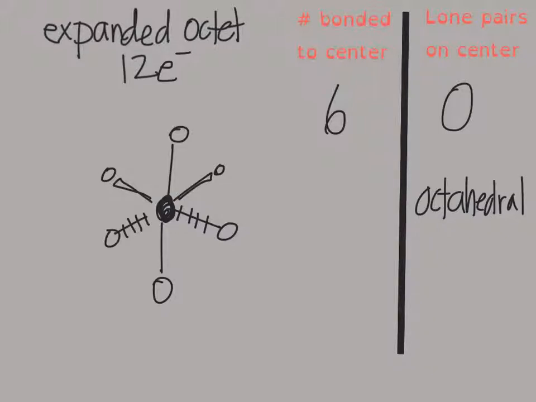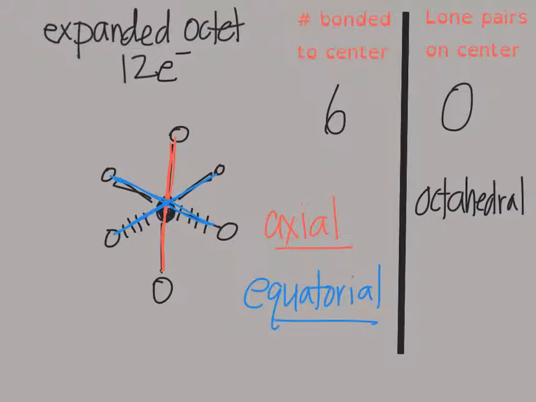So, again, you have an axial and an equatorial position. This is your axis here, so that's your axial. And then your equatorial, and this one is these 4 around the middle here. Now, the one thing that's different in this shape is that these are all 90 degrees. So it doesn't matter what position you're in, they're all going to be 90 degrees. There are 6 things equally distributed around the middle. You have 1, 2 on the top and the bottom, and then 4 around the middle. Again, this is expanded. You have 12 electrons involved in this shape.